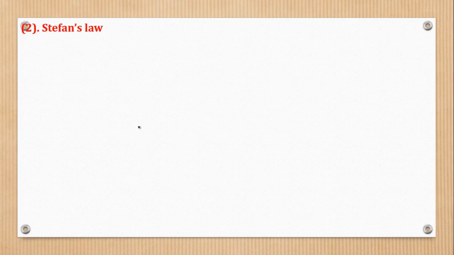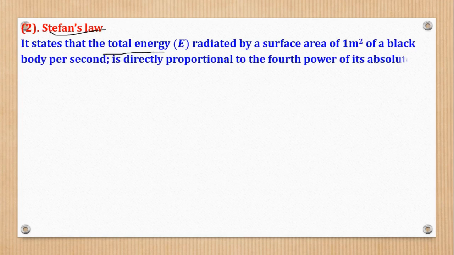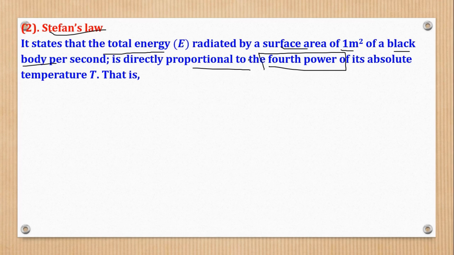So that was the first law, Wein's law. Now we shall go to the second law, which is Stefan's law. So this law states that the total energy radiated by a surface area of 1 meter squared of a black body per second, know that word, black body per second, is directly proportional to the fourth power of its absolute temperature. So what does that mean? It means that E is proportional to T to power 4. That's what they meant by fourth power, T to power 4.